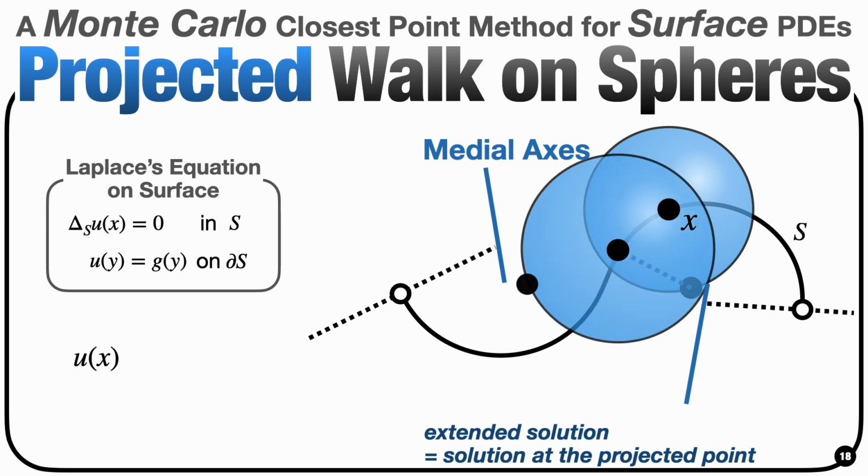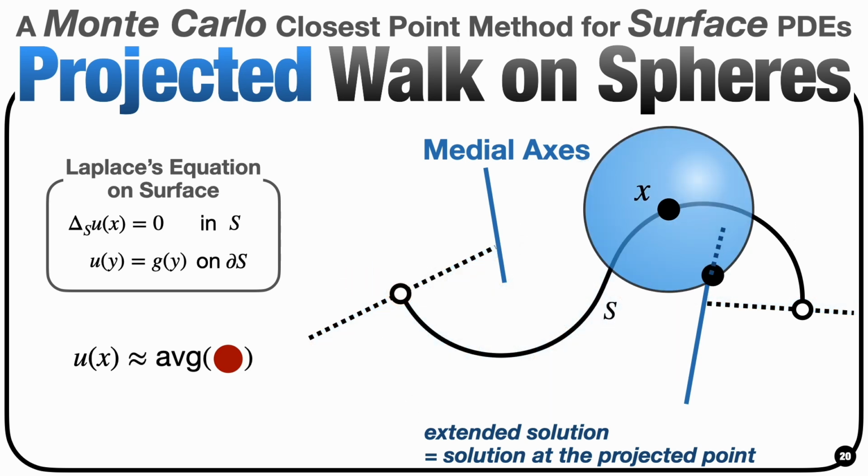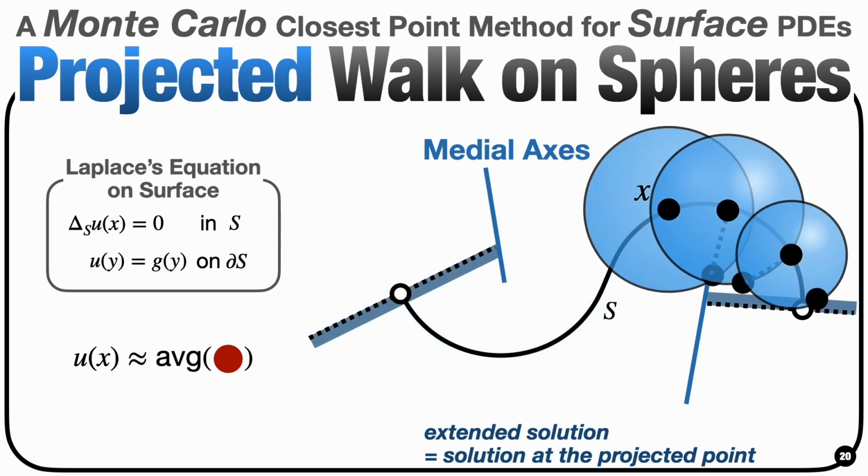We repeat this process until the sample point is within an epsilon distance from the extended boundary. We then use the given boundary value at the closest boundary point as the sample path contribution. We gather many samples this way and take the average of them to get a converging estimate. This is how projected walking spheres works.